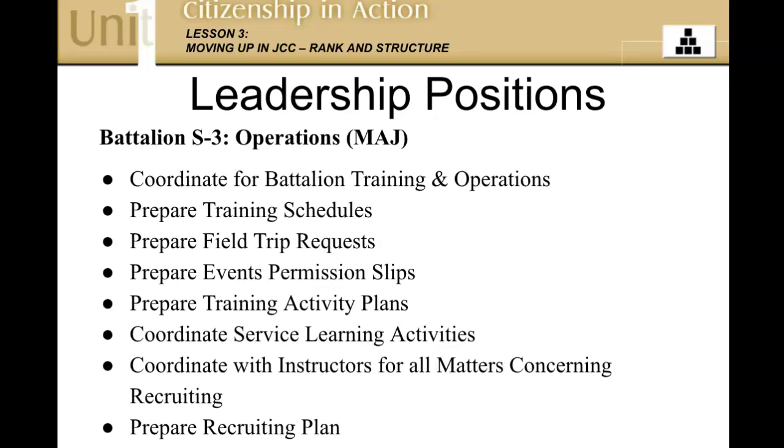S3 operations, this is going to be held by a cadet major at the high school level. Again, private first class or cadet private at the middle school level. They're responsible for coordinating the training and operations. They're responsible for preparing the training schedules, preparing field trip requests, preparing permission slips, preparing all training activity plans, coordinating service learning activities, coordinating with the instructors for all matters that concern recruiting, so getting more people into the program, and then preparing a recruiting plan.